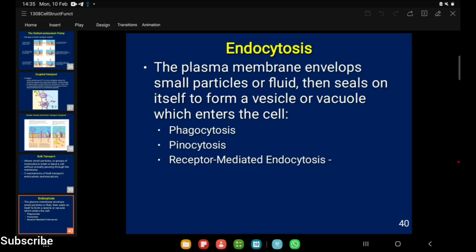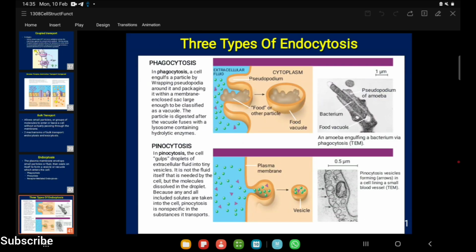What is endocytosis? The plasma membrane envelops small particles or fluid, then seals on itself to form a vesicle or vacuole which enters the cells by phagocytosis, pinocytosis, or receptor mediated endocytosis. There are three types of endocytosis we already discussed. In phagocytosis, a cell engulfs a particle by wrapping pseudopodia around it and packaging it within a membrane enclosed sac large enough to be classified as a vacuole. The particle is digested after the vacuole fuses with the lysosome containing hydrolytic enzymes.